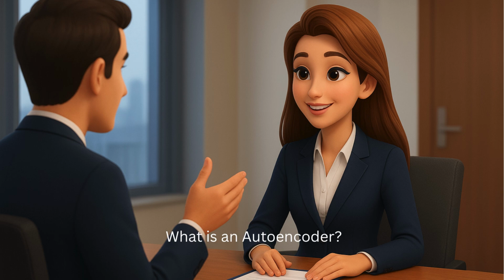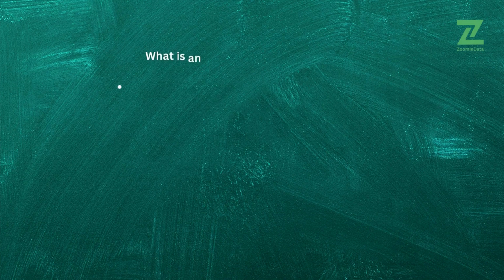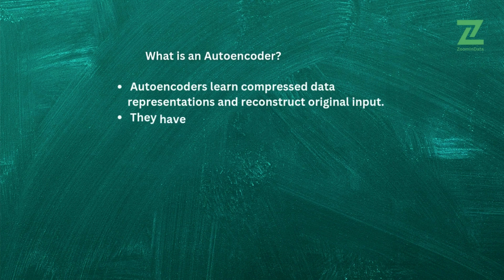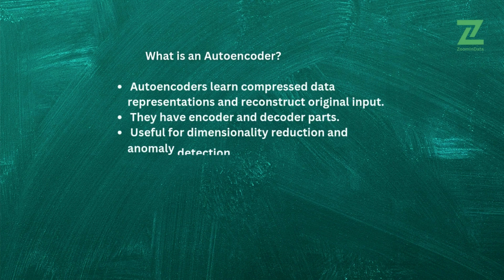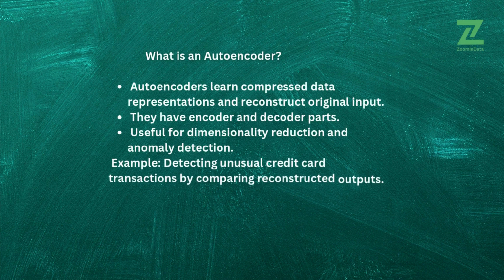What is an autoencoder? Autoencoders learn compressed data representations and reconstruct original input. They have encoder and decoder parts. Useful for dimensionality reduction and anomaly detection. Example: detecting unusual credit card transactions by comparing reconstructed outputs.